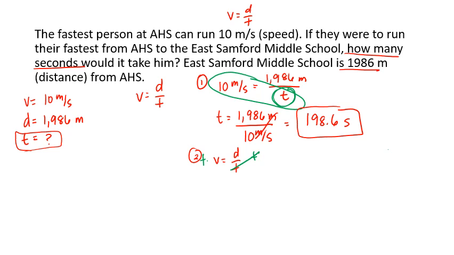This cancels t out. Our new formula is tv equals d. Again, we're trying to get t by itself, so we need to divide both sides by v. That cancels out the v, and that gives us time equals distance over speed. And that would be 1,986 meters divided by 10 meters per second.